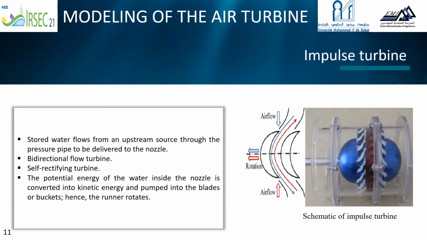The second type is the impulse turbine. The direction of airflow through it is known as axial or radial. With guide vanes on both sides of the rotor, an impulse turbine can be converted to a bidirectional flow turbine. It's also known as a self-rectifying turbine.